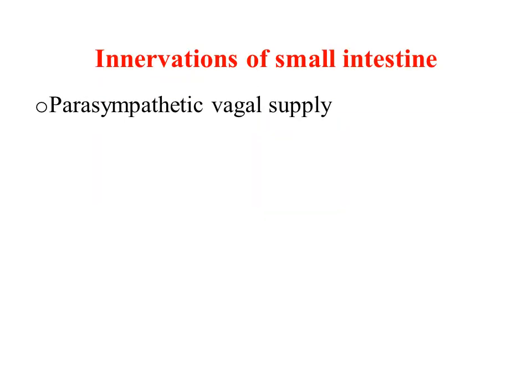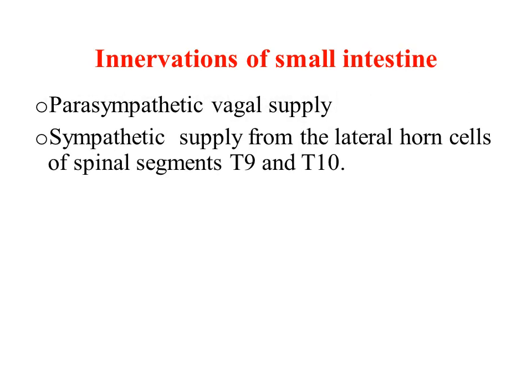Innervation of the small intestine: parasympathetic by vagal supply, and sympathetic supplied from the lateral horns of the spinal segments T9 and T10.